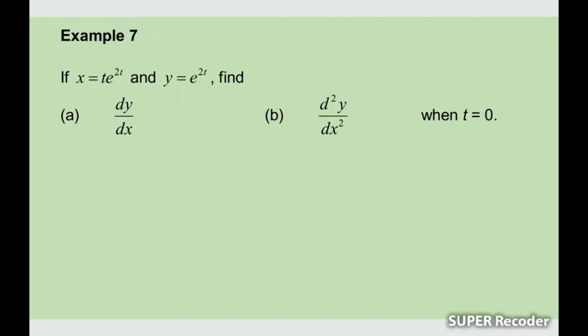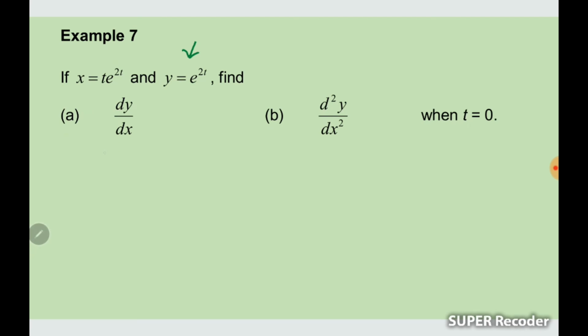Thank you. We will continue with example 7. This is our last example for this lecture. If x equals t multiplied by e to the power of 2t and y is equal to e to the power of 2t. So this is an example of exponential functions in terms of t.